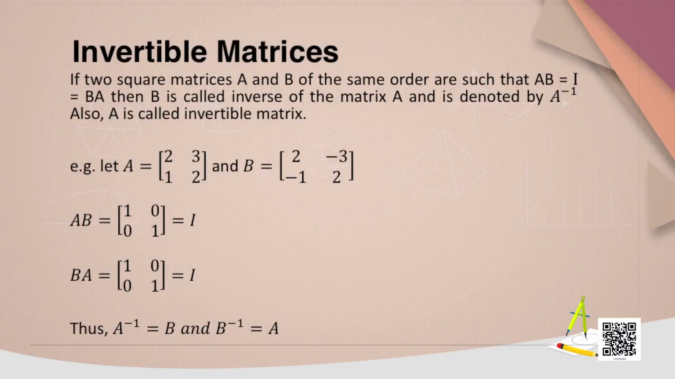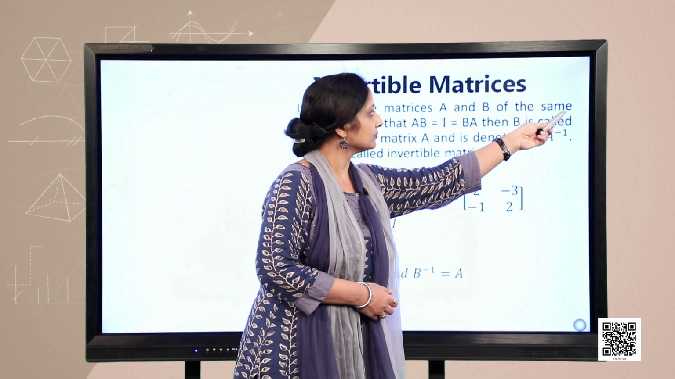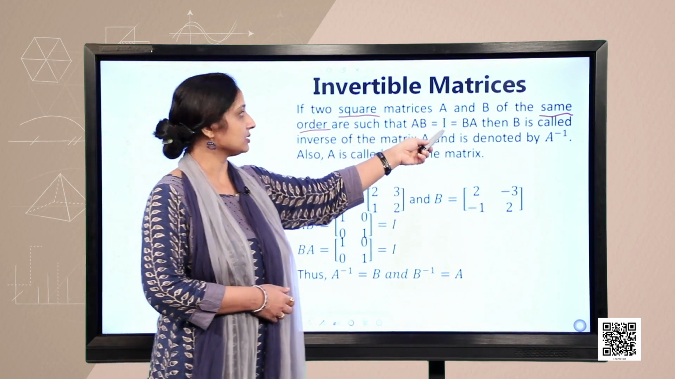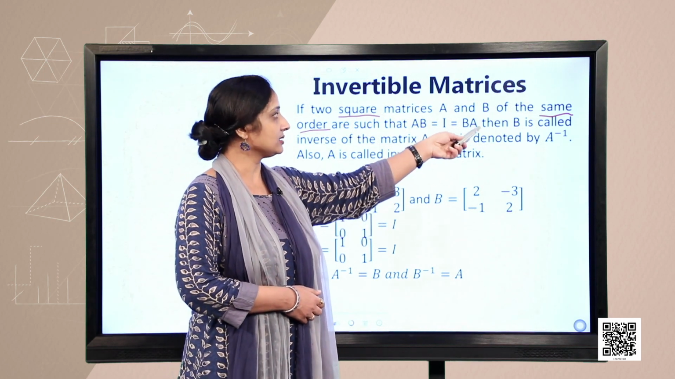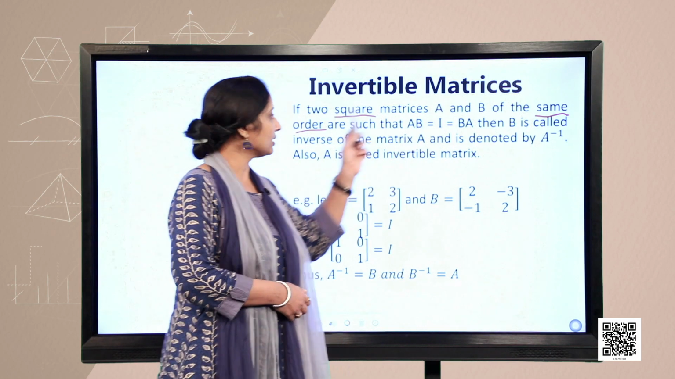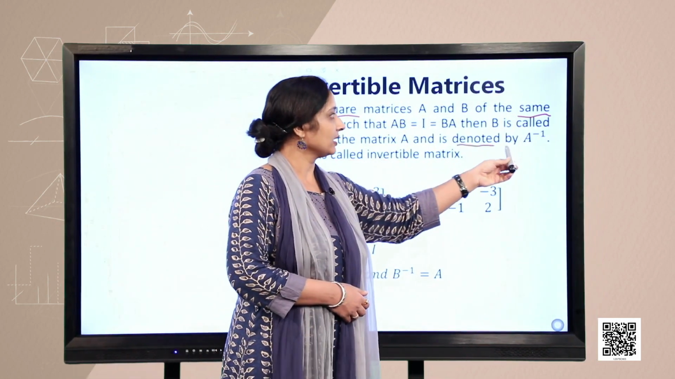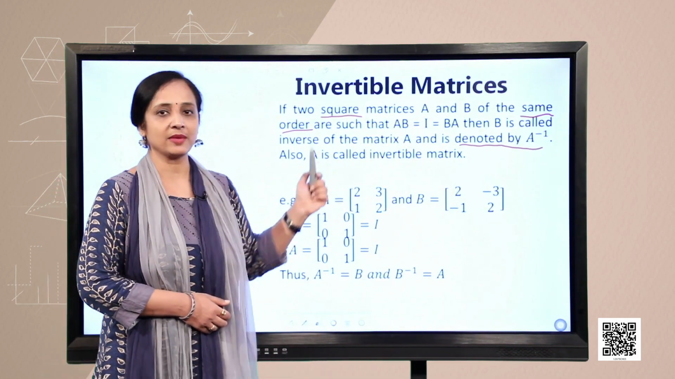So now let's learn what are invertible matrices. If two square matrices A and B of the same order are such that A into B is equal to I, means identity matrix of the same order, is equal to BA, then B is called inverse of the matrix A, and this is denoted by A inverse. Also A is called invertible matrix.